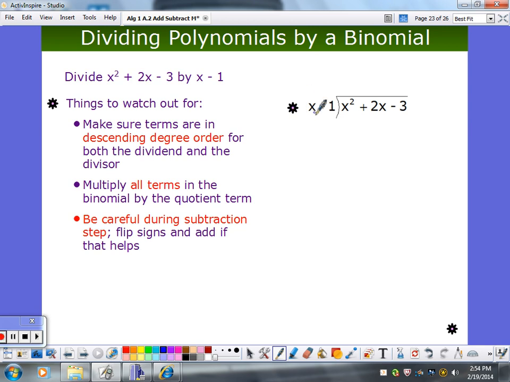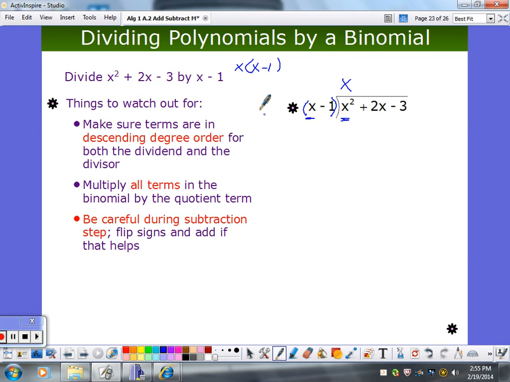Okay. So at first, pretend the minus 1 isn't there. You look at the x, you look at the x squared. X times what gives me x squared? X times x. X. And how do I know that? Because I am going to do my multiply step back, but what am I multiplying by? Not just x. I'm going to multiply that entire x minus 1. I'm going to write it up here. This is what I'm doing. X times x minus 1.